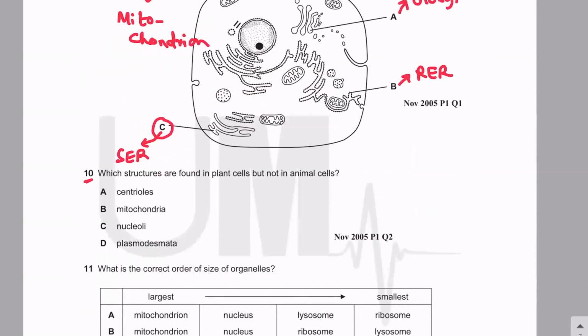Okay. Let's move on to MCQ number 10. Which structures are found in plant cells but not in animal cells? D. Okay. So centrioles are found only in animal cells. They're not found in plant cells. We have to choose a structure which is found in plant cells, but not in animal cells. Mitochondria are present in both. Nucleoli are present in both, whereas plasmodesmata are only found in plants. So I told you P for plasmodesmata, P for plants only, right?